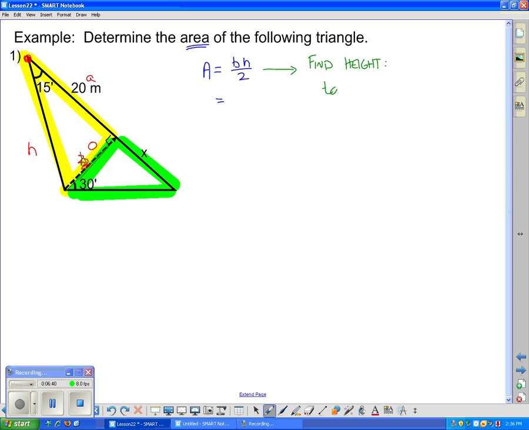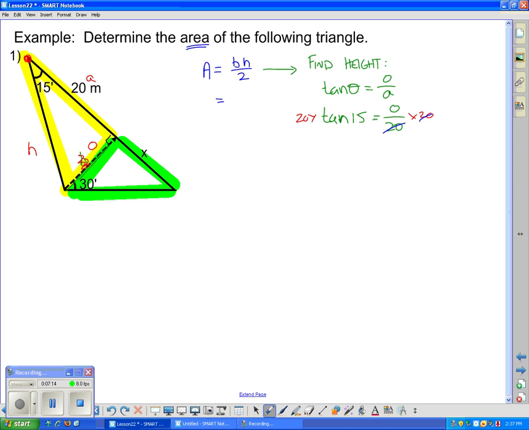I'm going to use tan theta equals opposite over adjacent. So tan of 15 degrees equals, opposite side is the unknown, adjacent side is 20, so I'm looking for O here. I'm going to multiply both sides by 20, which will allow me to get the final answer here.